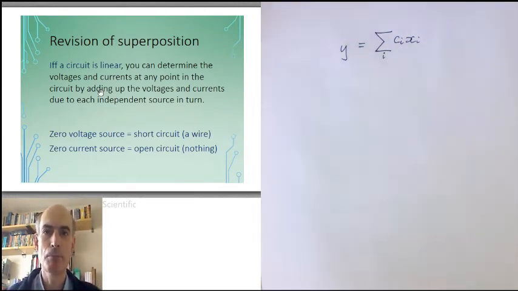When applying this to a circuit, it's important to note that a zero voltage source means just a wire, and a zero current source means an open circuit, nothingness, void, no current flowing through it at all. So I'll just do a quick example of this to refresh everybody's mind.